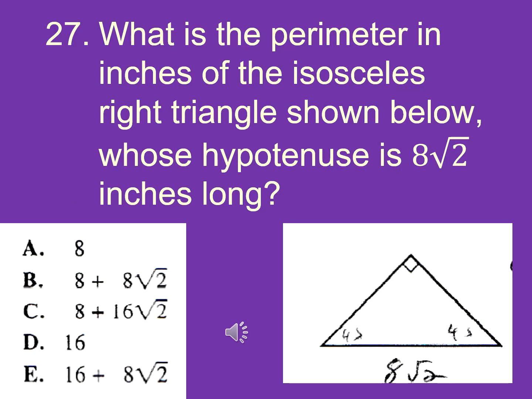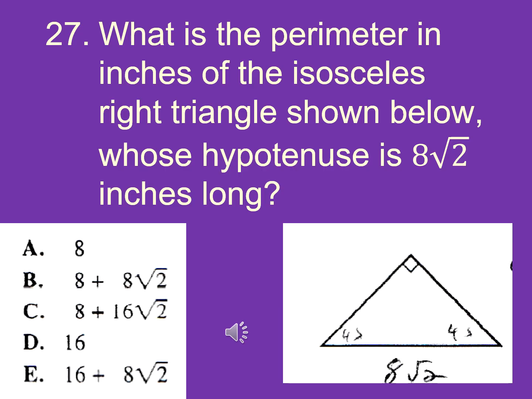So this one I also wrote some stuff on the drawing from the sample test, but I chose to go ahead and leave that in here. It says, what's the perimeter in inches of the isosceles triangle shown below, whose hypotenuse is 8 square root of 2 inches long? And we've got a whole bunch of possible choices here.